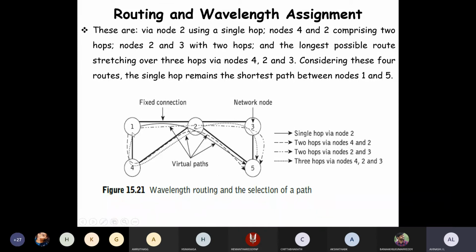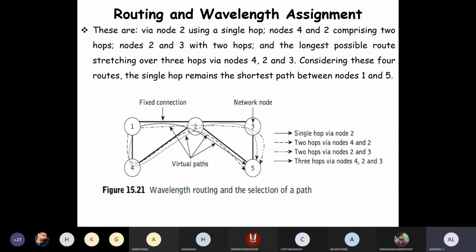Another possibility is that I can go to 2, then to 3, and then come to 5. Another path is 1 to 4, 4 to 2, 2 to 3 and 3 to 5. That means 3 hops. Nodes 4, 2 and 3 are the 3 hops we can see. That is what is called wavelength routing.